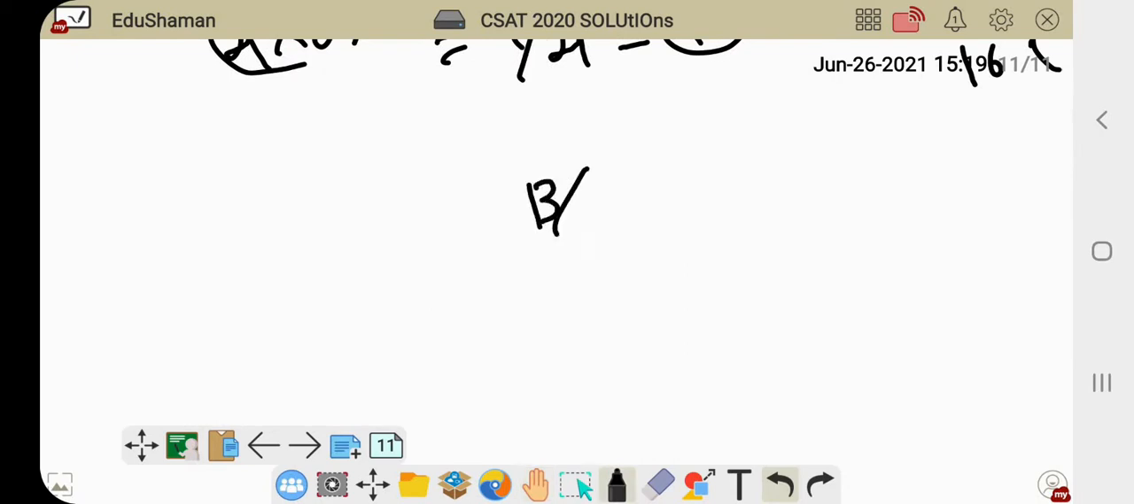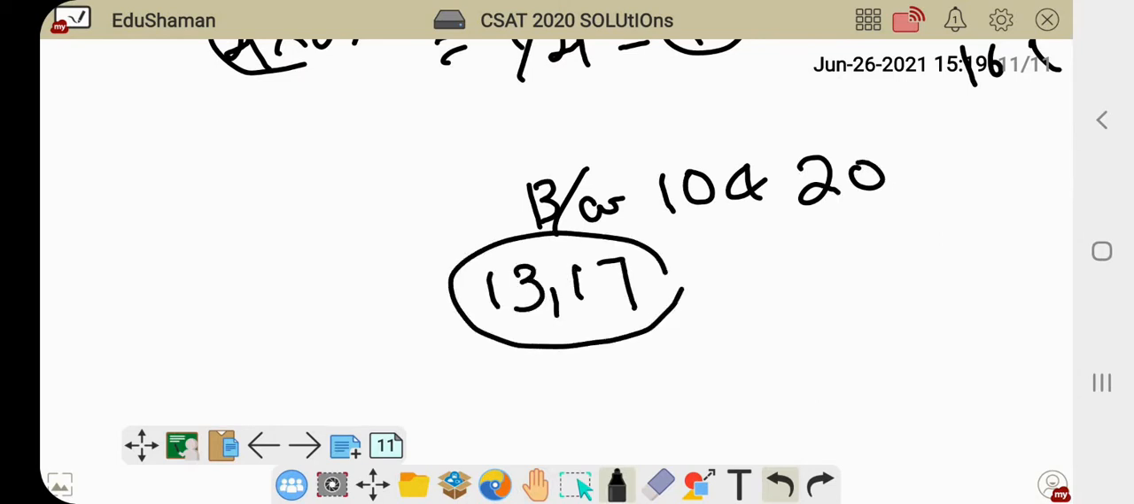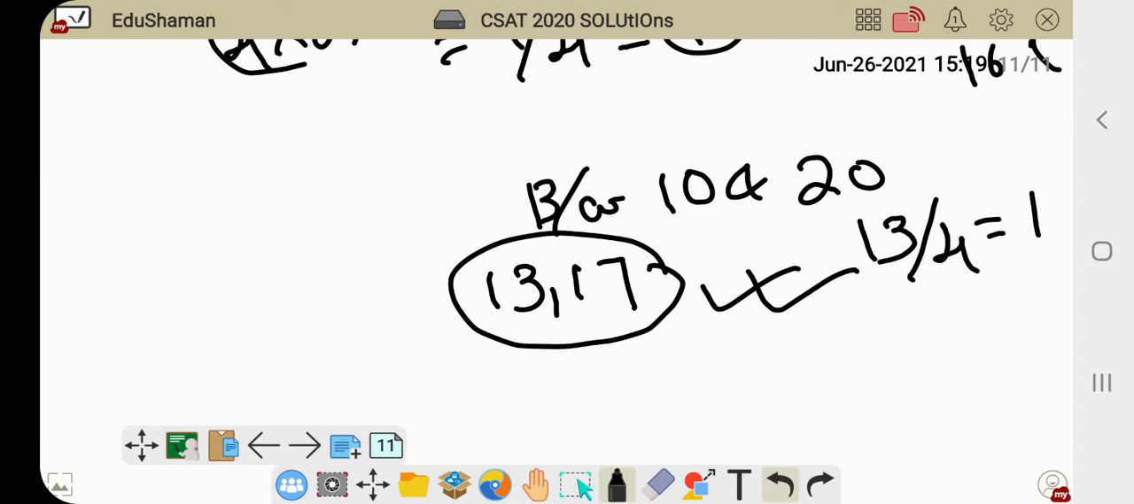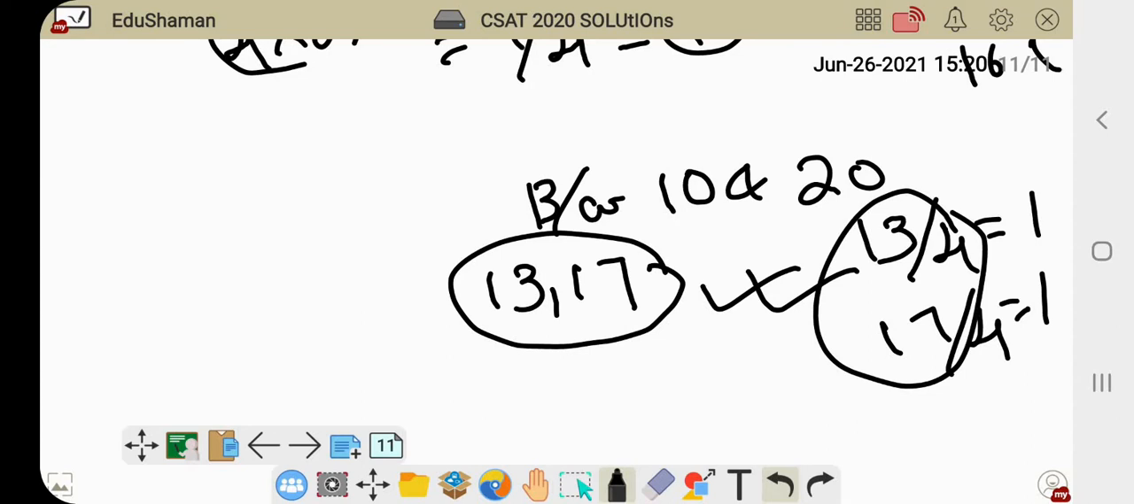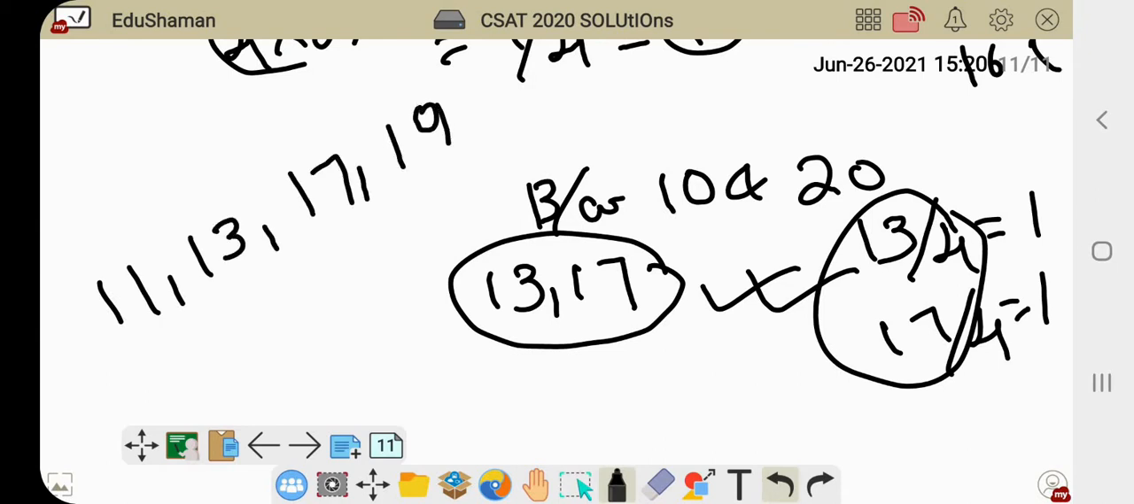I'll write it here, between 10 and 20, those would be numbers like 13 and 17. So we have two numbers again, right? 13 and 17 when divided by 4 leave a remainder of 1. So S2 alone does not answer our query, it does not serve our purpose. S1 alone anyway doesn't, but if we combine S1 and S2, S1 says that the answer should be among 11, 13, 17 and 19, and S2 narrows it down to 13 and 17.